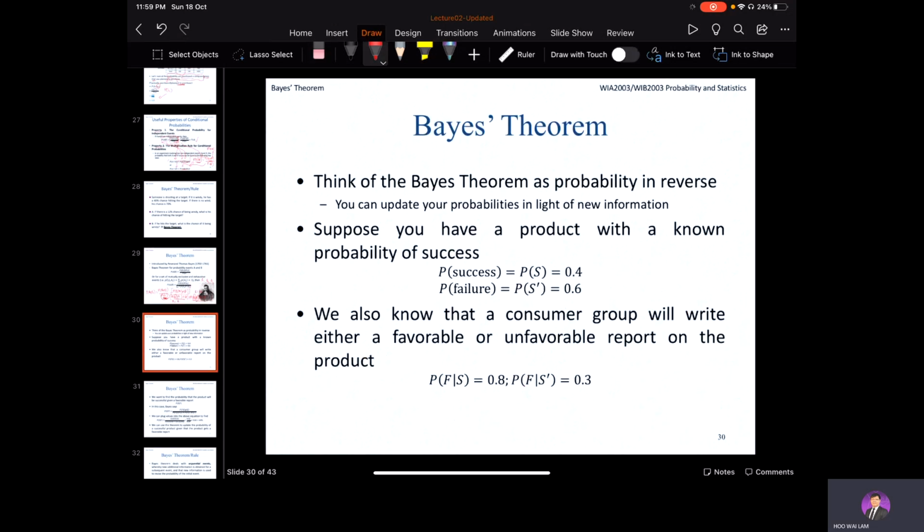We will try to see some practical questions. But before that, there are still some theories to follow. Think of Bayes' theorem as a probability in reverse. Okay, you can update your probabilities in light of new information, right? You're trying to calculate a new set of probabilities based on the extra information that is given to you.